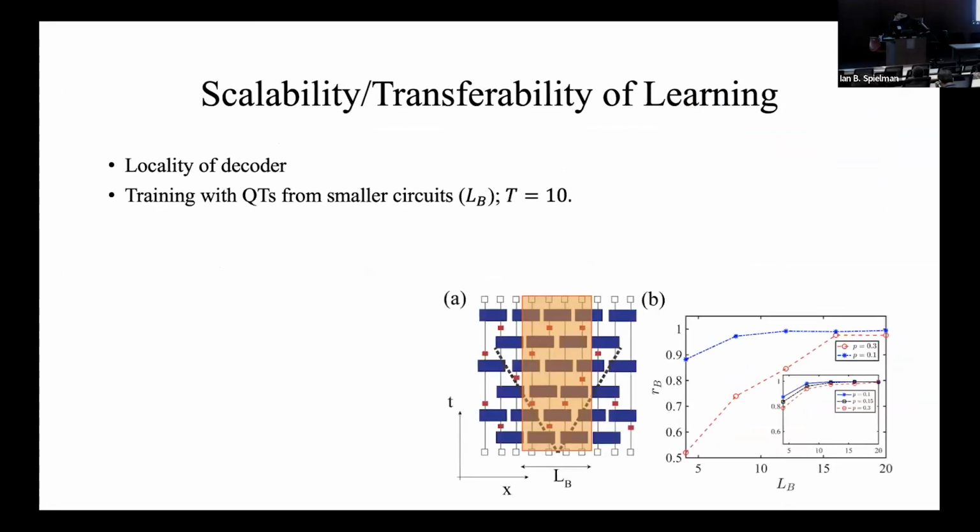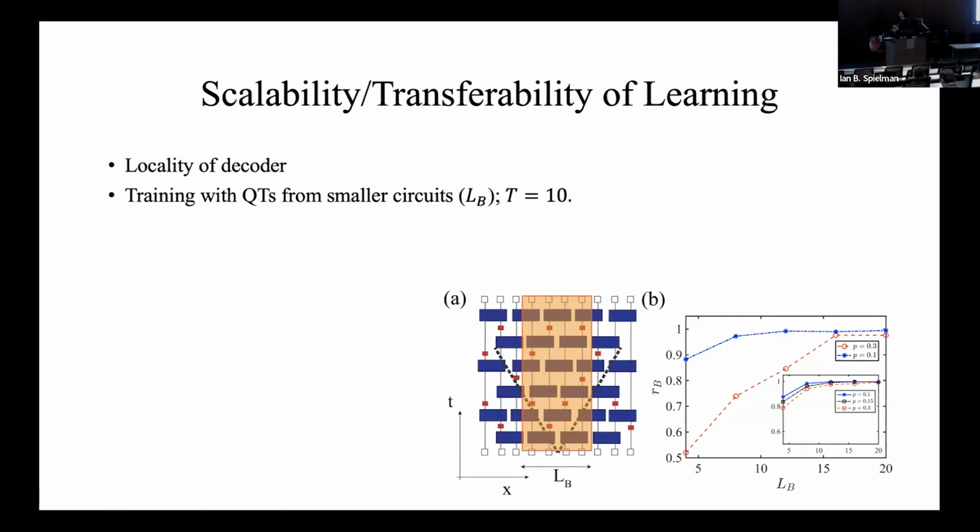In particular, our decoder is based on the local information in the circuit. It turns out that when you study the entanglement entropy of this reference qubit, it mostly depends on the measurement outcomes on a light cone that starts from the initial location of the reference qubit.